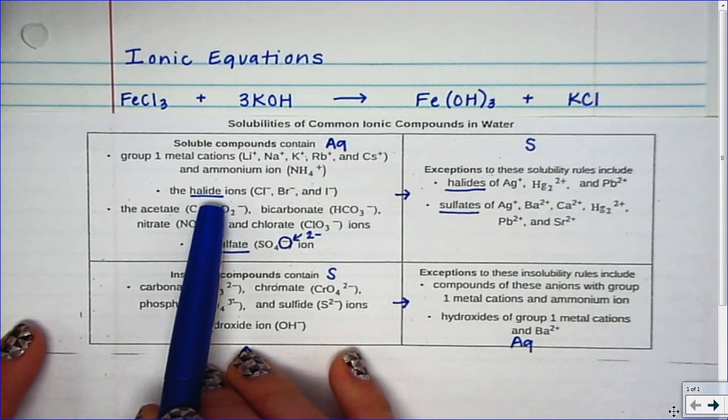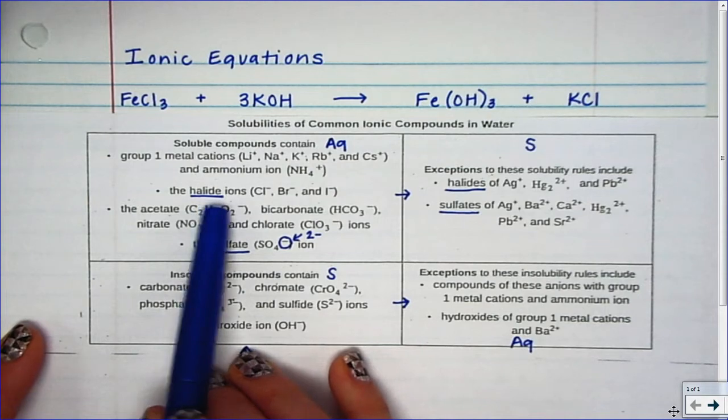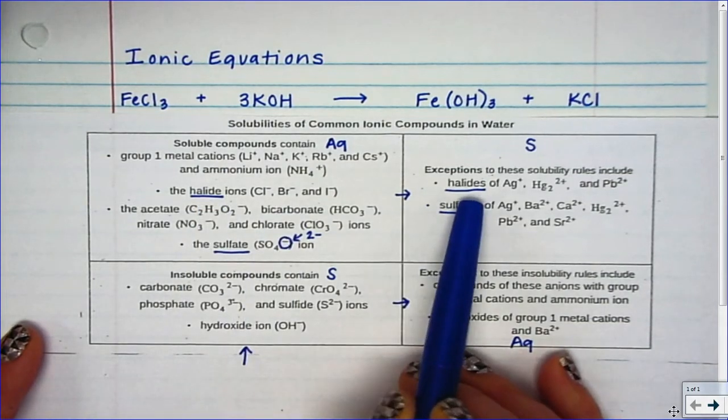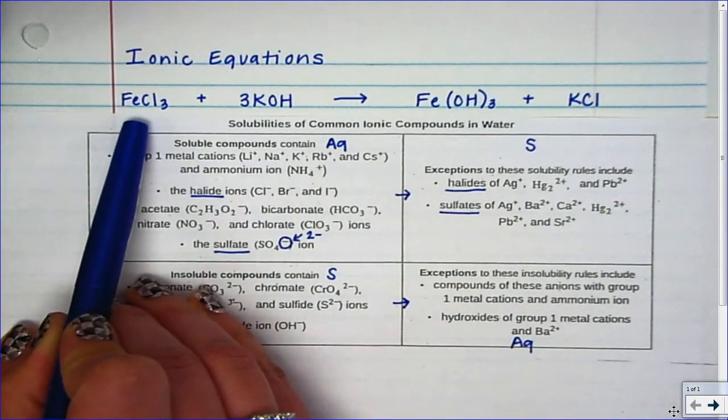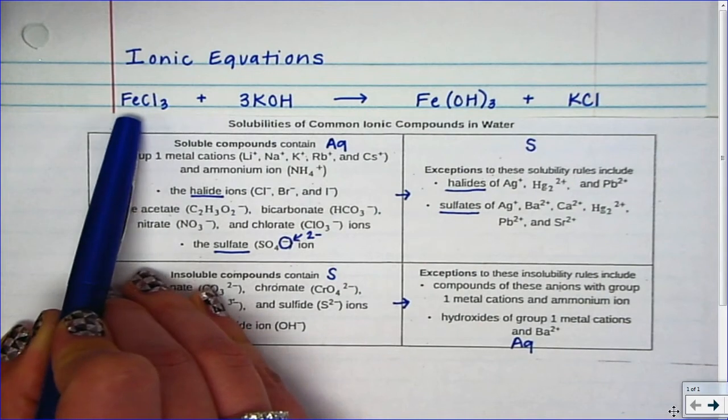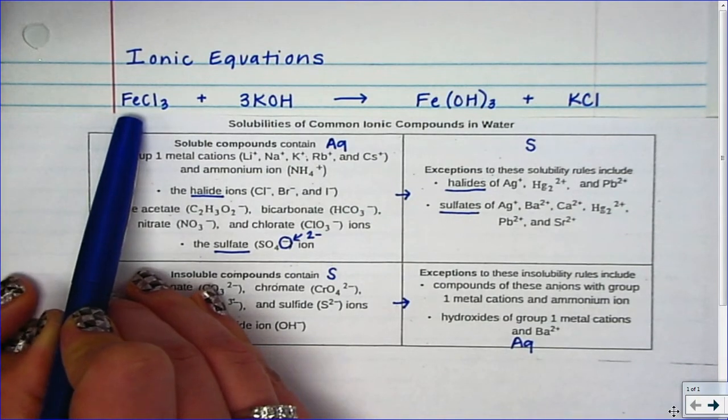And so initially we are aqueous here, but we do have exceptions for halides, and that's going to be silver, mercury, and lead. And iron is not one of those. So we're looking right here for this compound here. Chloride, and then iron is not one of the exceptions. So this would make it an aqueous compound.